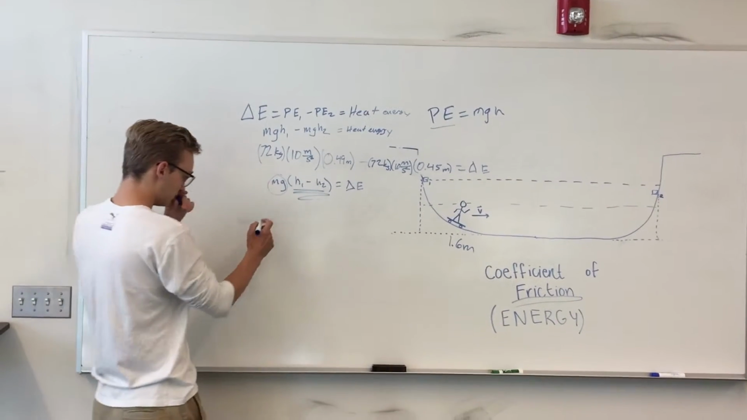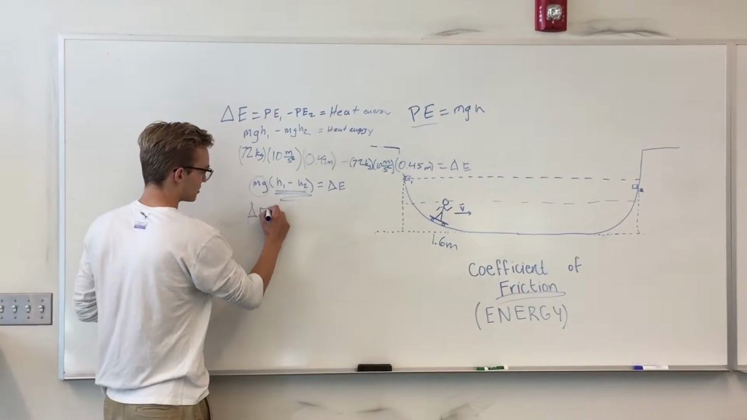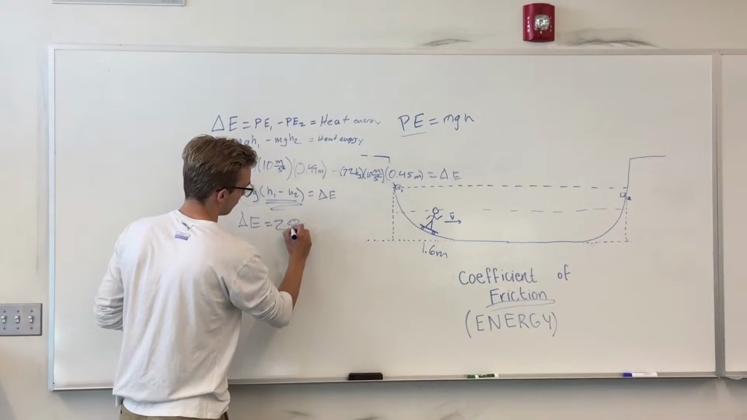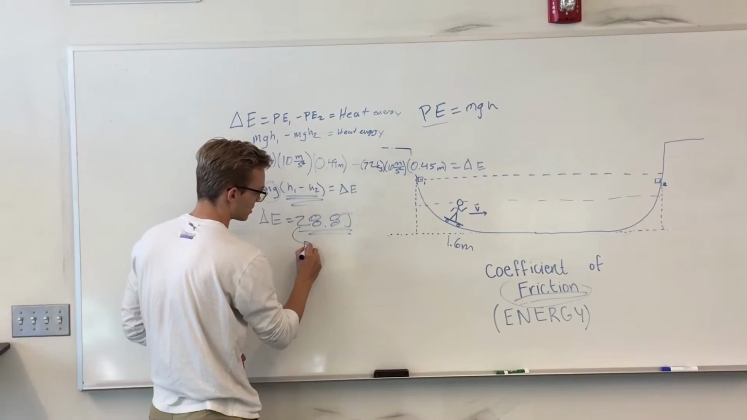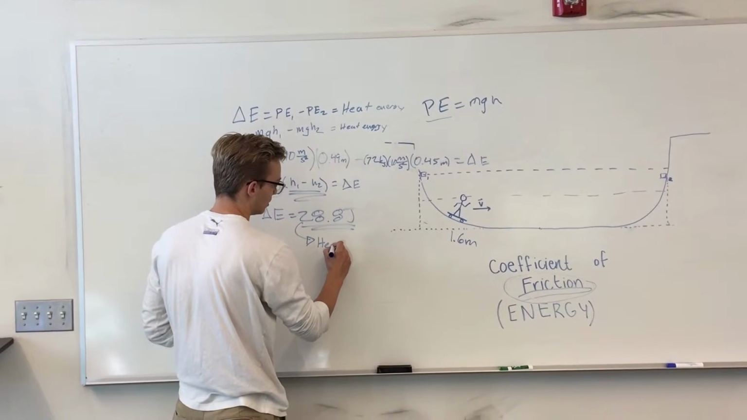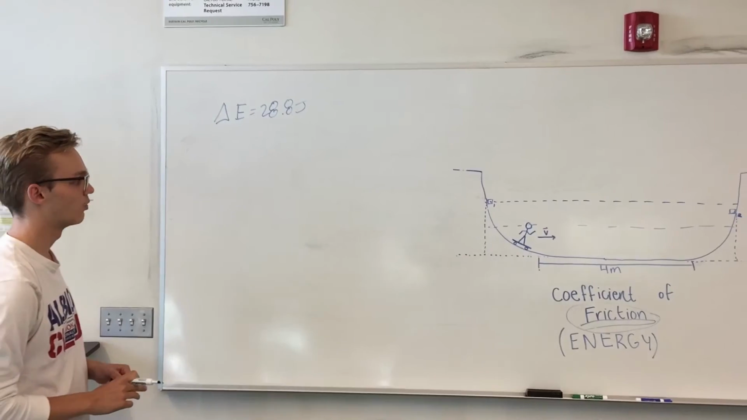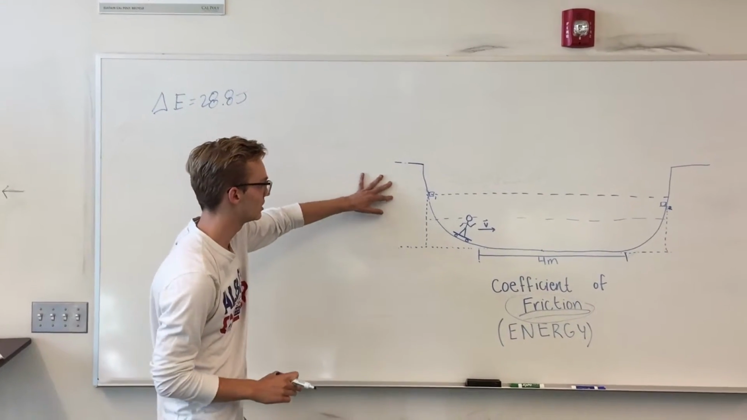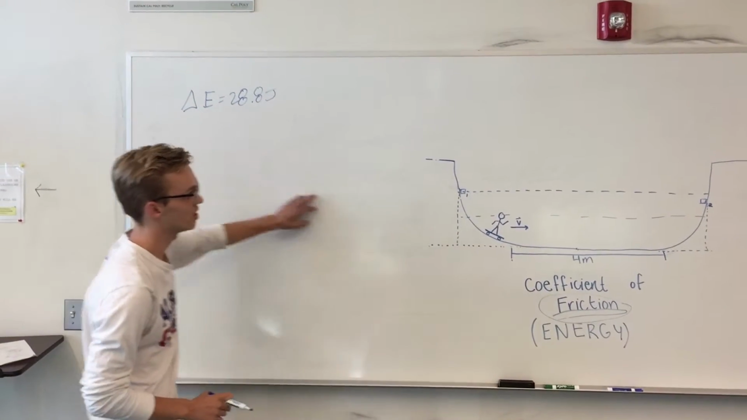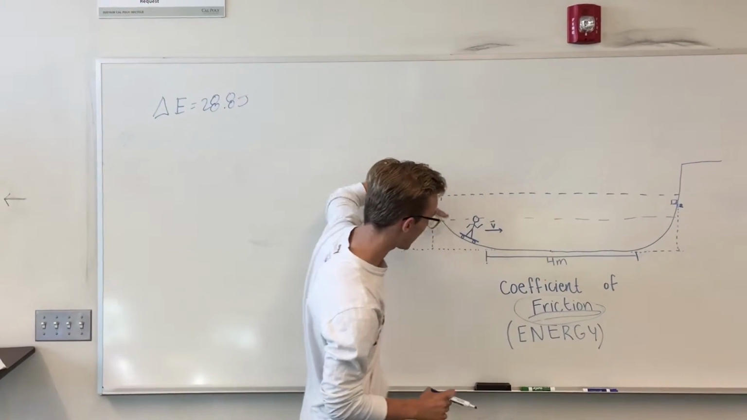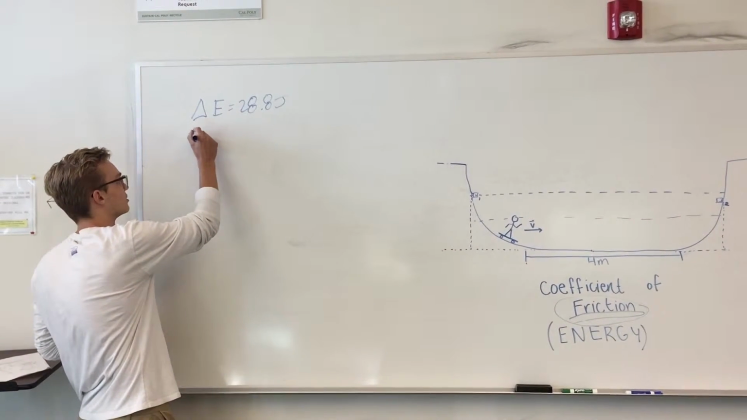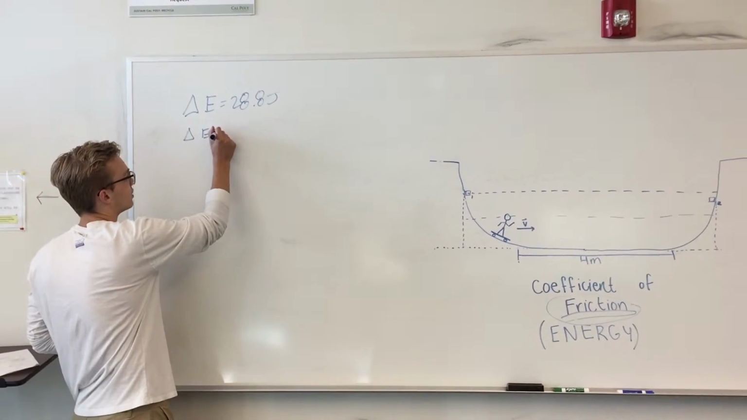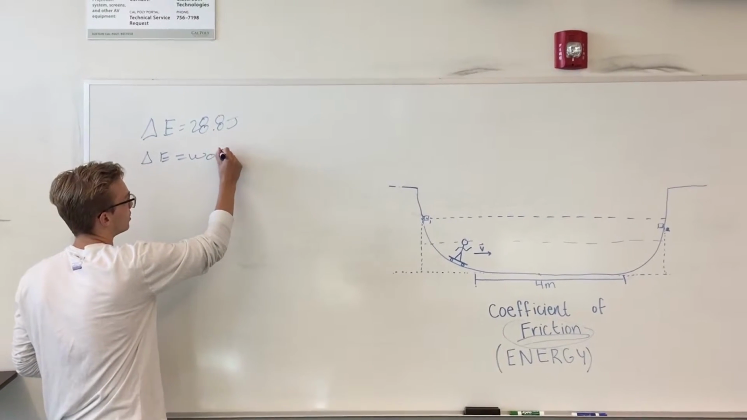And we get our delta energy equals 28.8 joules. So this became heat energy. So we used an energy lens to determine our change in energy from one point, after he passes along the pool, to another point. We know that our change in energy is going to be equal to the work.